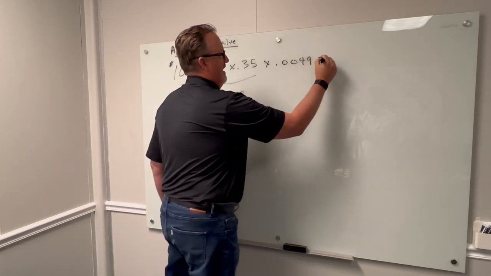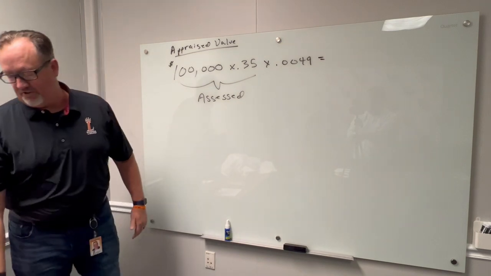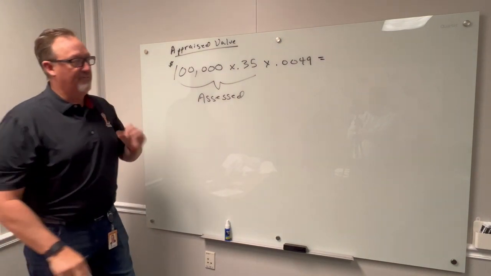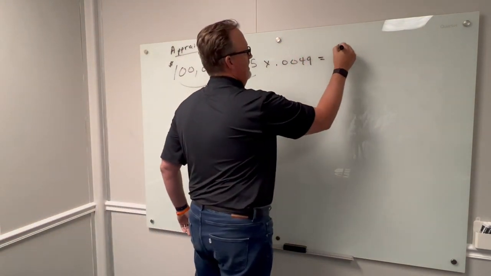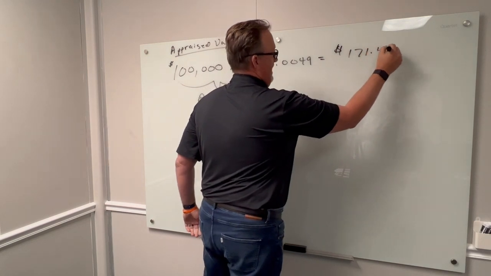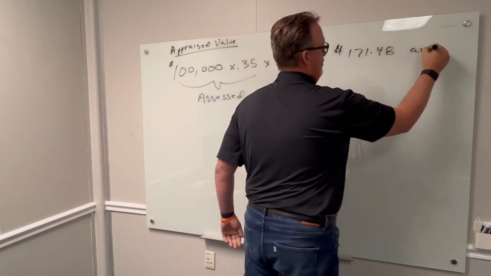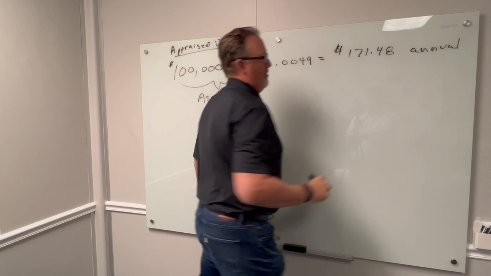So when I multiply that out, that's going to give me how much it's going to cost me annually, and that would be $171.48. And that is the annual cost of the 4.9 mil levy.